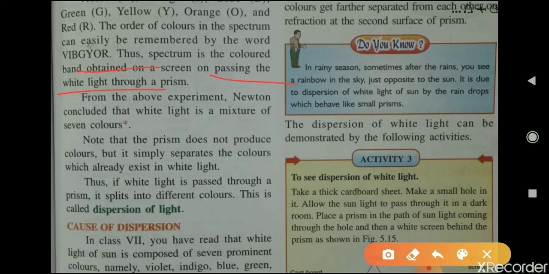Now, from the above experiment, Newton concluded that white light is a mixture of 7 colors. And if white light is passed through a prism, it splits into different colors. These are the different colors, this means VIBGYOR. When white light passes through a prism, it splits into these different colors, and this is called dispersion of light.